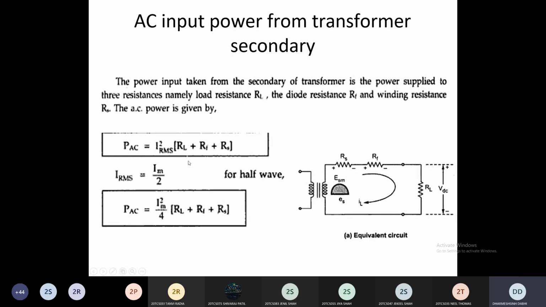Clear? So that's why it is written this way, and replace the RMS value of current Im by 2 here. So finally the equation of supply power, AC input power through the secondary of the transformer, becomes Im square divided by 4 into RL plus RF plus RS. Just write down this equation. This is the AC input power. And the last one we have to write down is PDC, that is the DC output power.